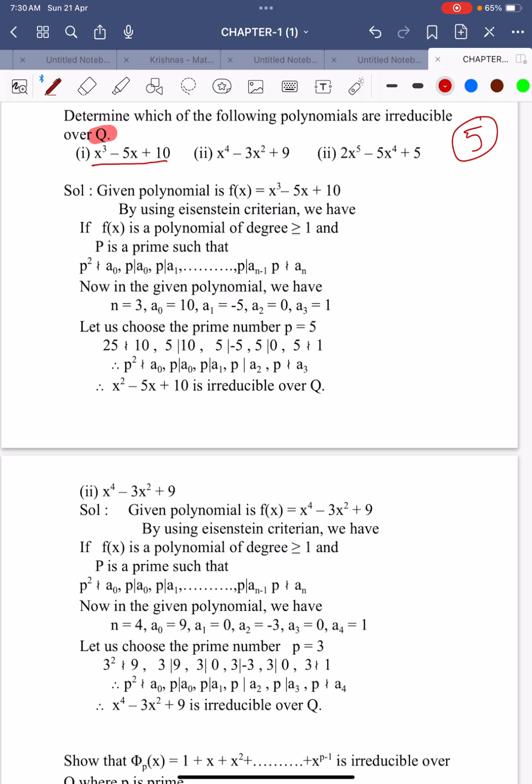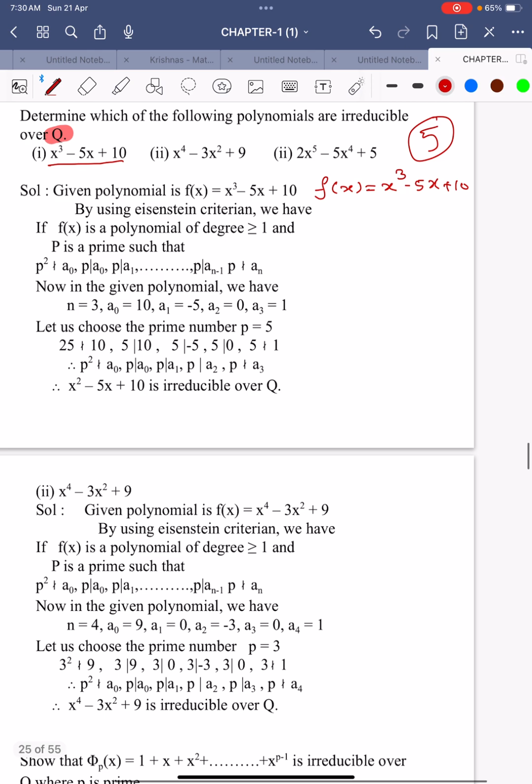So the given polynomial is f of x equals x cube minus 5x plus 10. To apply, we already know the Eisenstein criterion. If f of x is a polynomial of degree greater than or equal to 1 and p is a prime number such that p square does not divide a naught, p divides a naught, p divides a1 and so on, p divides an minus 1, but p does not divide an, then the polynomial is irreducible over Q.